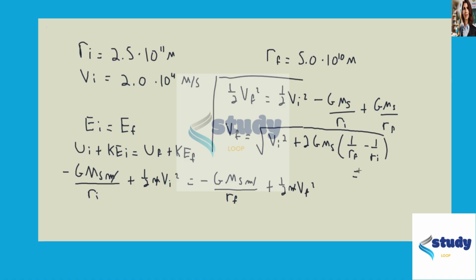And so now we have all those values, and we can find then that the final velocity will be 6.8 times 10 to the 4th meters per second.